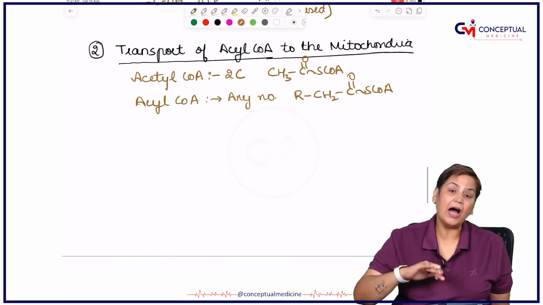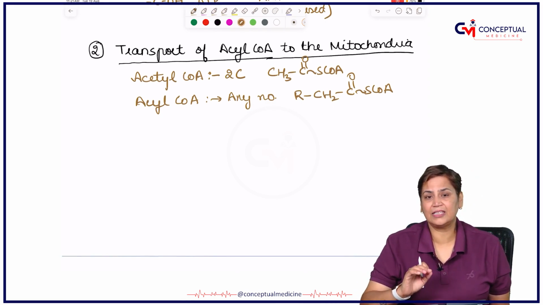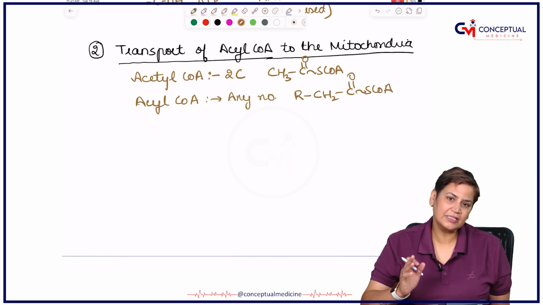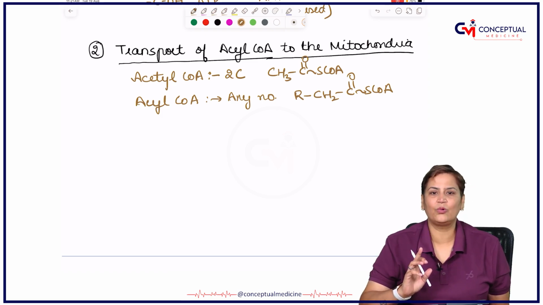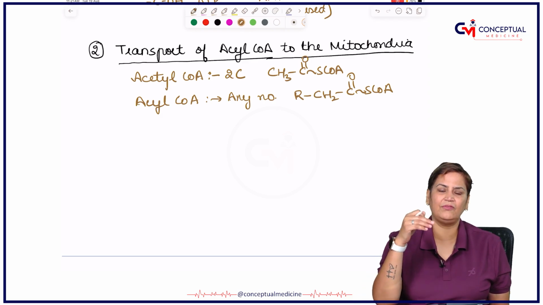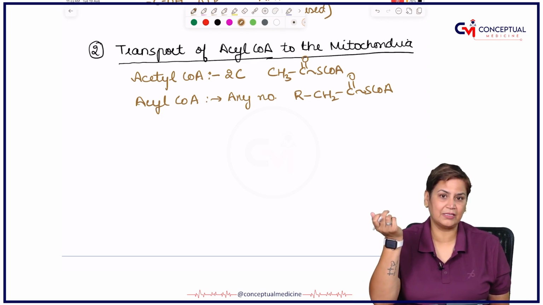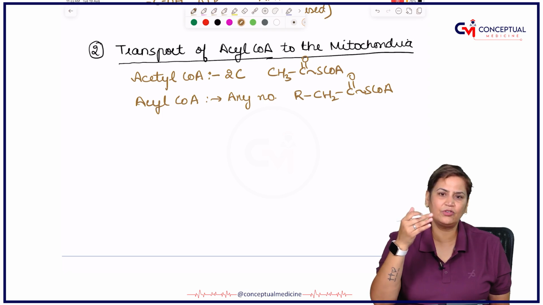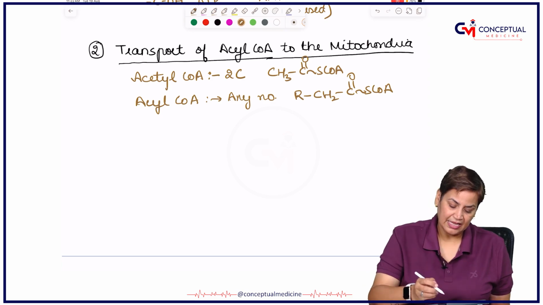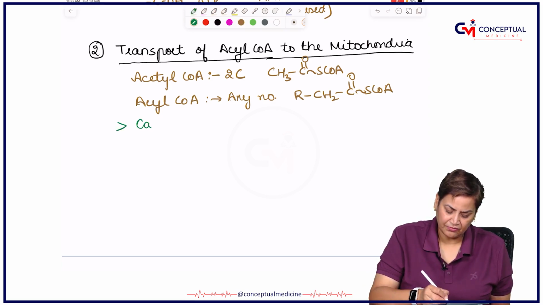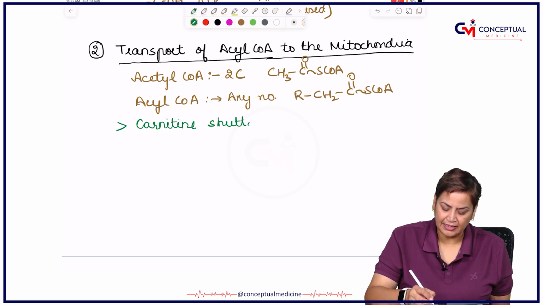Now see how it is transported. It is not the case that acyl coenzyme A will just walk from the cytoplasm to the mitochondria; it requires a shuttle. A shuttle is like the shuttle bus service we take if we have to move from one place to another. Same is the case here. It will take a kind of shuttle, and that shuttle is known as the Carnitine shuttle. Very, very important.